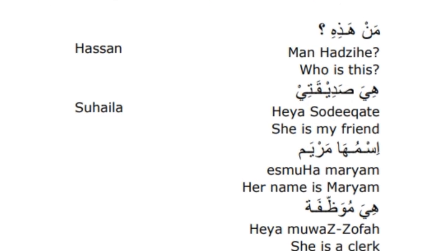Lesson 6. Who is this? Hassan: Man hazihi? Man, who. Hazihi, this. Man hazihi. Hazihi refers to a female. Hazihi is a demonstrative noun which refers to a female gender form.